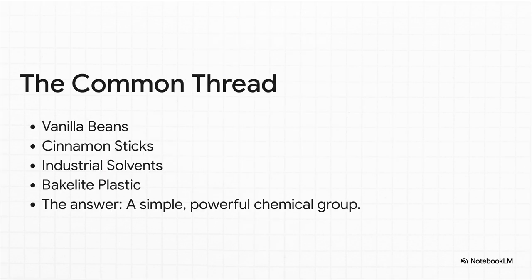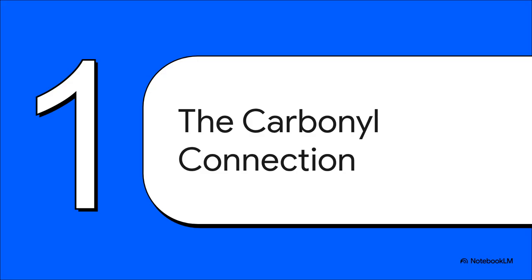Well, believe it or not, the secret link between vanilla, cinnamon, solvents, and even something like the first plastics, it's not some crazy complex formula. It's actually an incredibly common and really powerful little chemical structure. Just a single group of atoms that's responsible for giving all these things their unique properties. And that brings us to the hero of our story today, the carbonyl group. This is the little chemical building block that we're going to dive into.